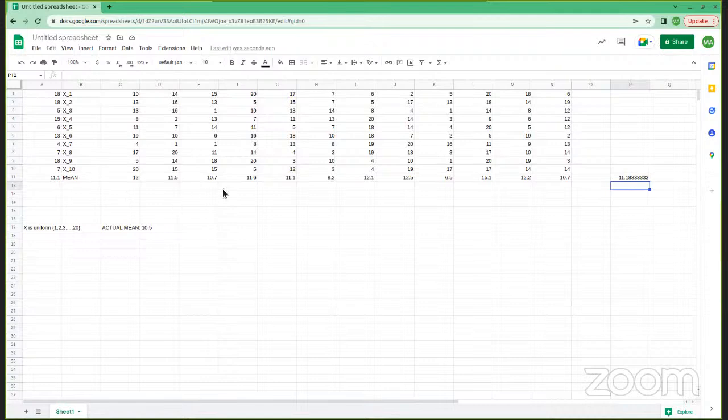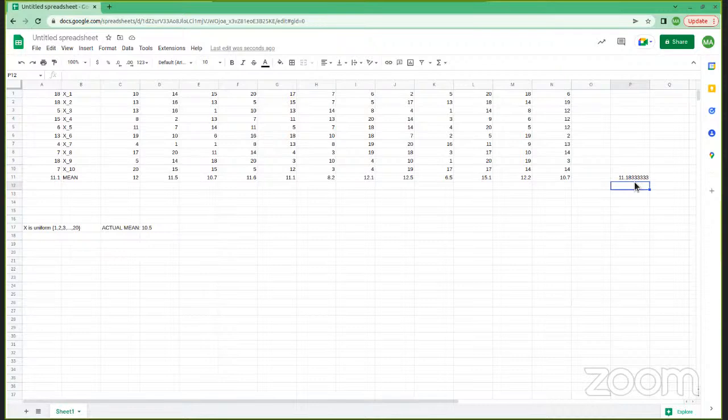If we use more and more samplings, say a few more samplings, this 11.18 will be something like 10.95 or so. If you use still more samplings, it will come closer and closer to the actual mean, which is 10.5.